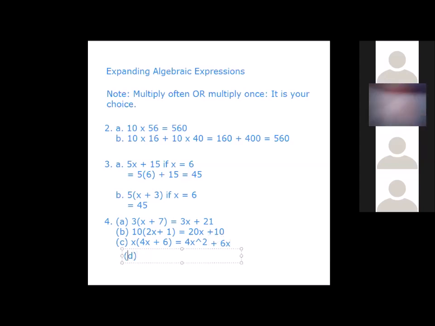Next example, letter D. Maybe this one: 2b parenthesis b plus a minus 4. Parenthesis, 2b parenthesis b plus a minus 4.